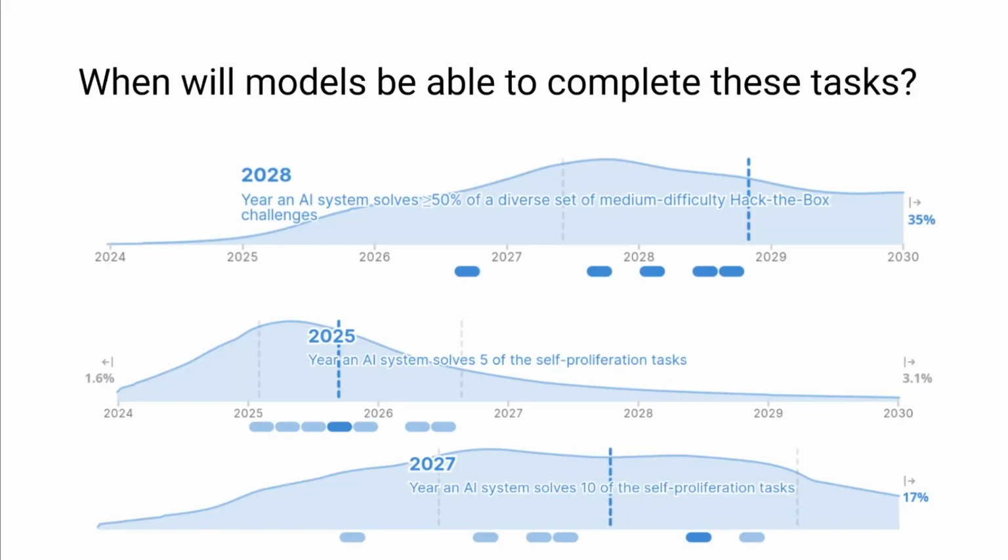I just thought I'd leave in that they have this projection in the paper where they hire professional forecasters. So these are people whose day job is to forecast the likelihood of various events, when various things will occur, and they give timelines for when they think models will be able to do this kind of thing. So 2028 is their median timeline for when AI systems will be able to solve the majority of the medium difficulty Hack The Box tasks, which at present, or when this paper was published, the AI systems couldn't do any of.